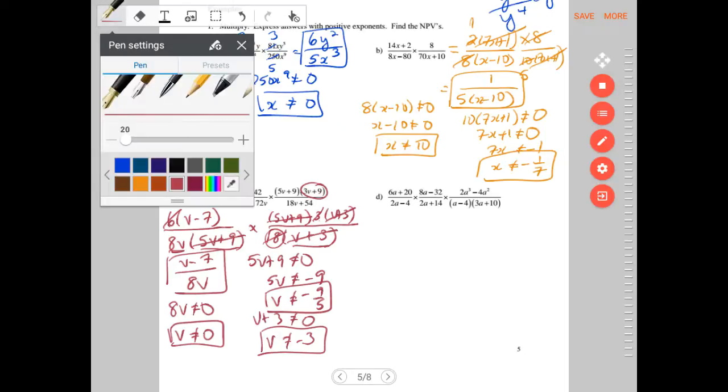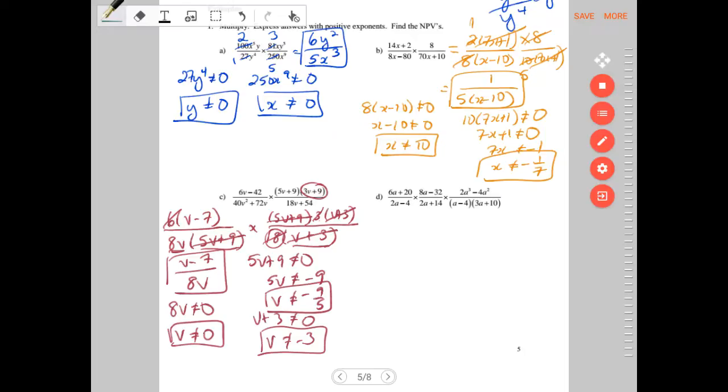All right, last but not least, letter D. Let's try green. All right, so we're going to factor out a GCF here. So 6a plus 20, we're going to factor out a 2. So that becomes 2 times 3a plus 10. And on the bottom, I can also factor out a 2. So that becomes a minus 2.